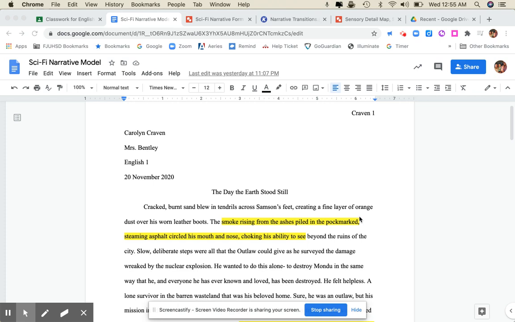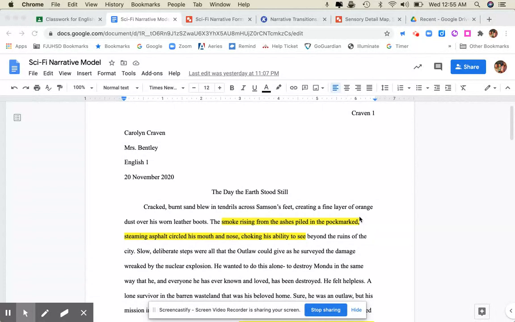I'm in the middle of writing my sci-fi narrative, and I'm going to start writing my body paragraphs, or my middle paragraphs, that are the rising action and the climax. So I'm starting to build up the different events that raise the tension and lead to the climax moment, and this is where the bulk of my story will take place.